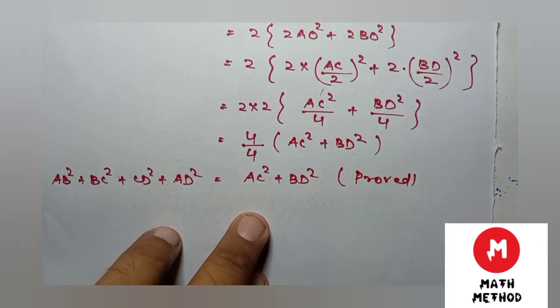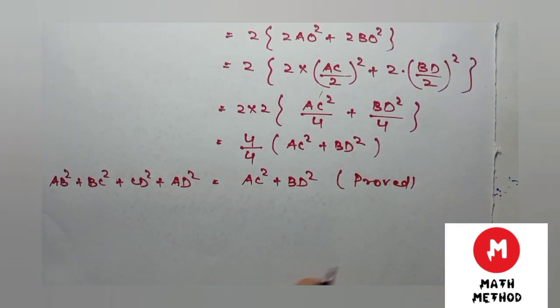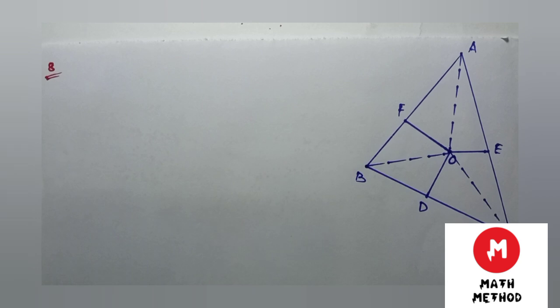So here we end with question number 7. Now let's start with question number 8. The figure is given. O is a point in the interior of triangle ABC. Here OD is perpendicular to BC, OE is perpendicular to AC, and OF is perpendicular to AB. So we have to prove OA square plus OB square plus OC square minus OD square minus OE square minus OF square is equal to AF square plus BD square plus CE square.